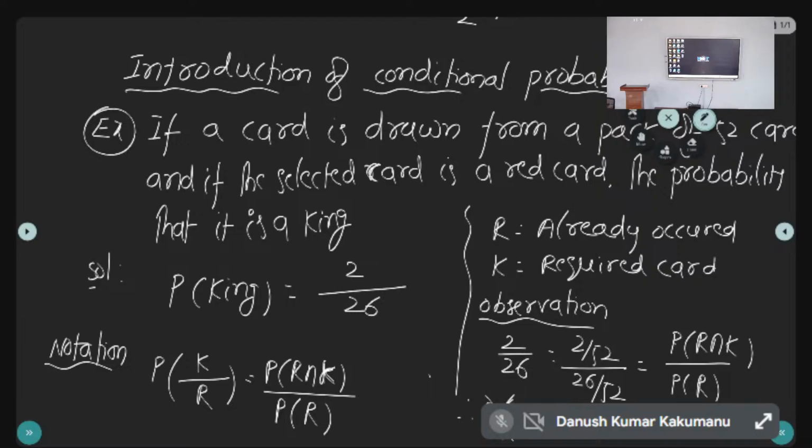Simply, the denominator is the already occurred event, and the numerator is the intersection of required and already occurred. You just follow this logic. No definition required. Every problem you can answer logically like this. I will give one more. First I will write the definition and then I will give one more question.